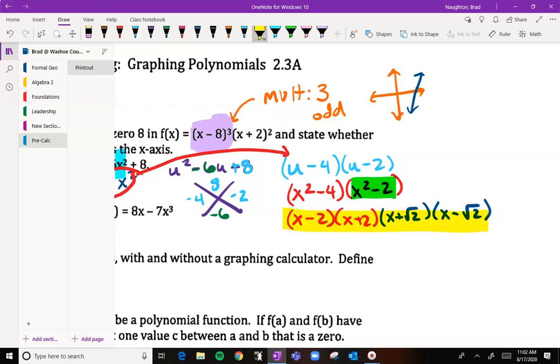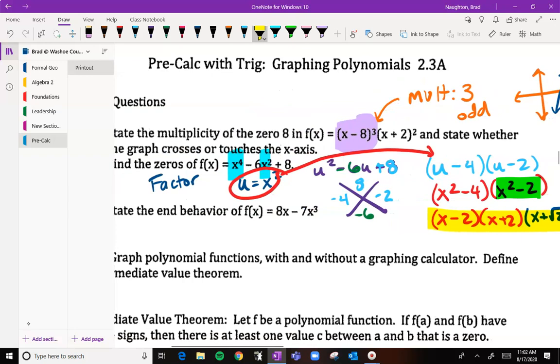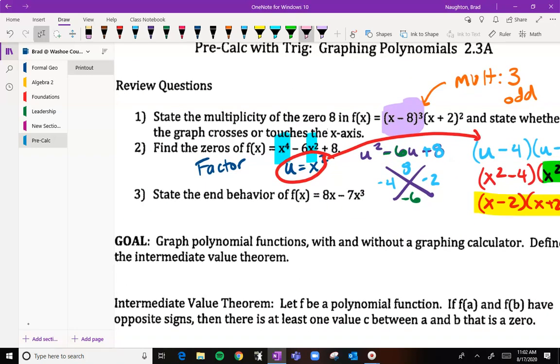Alrighty. And the last one is state the end behavior. Once again, when we're looking for end behavior, we're going to look for that degree, the highest exponent, which in this case is going to be 3. So 3 is odd, which means they're going to go in opposite directions. And it's negative, so it's going to end low. So it's going to look kind of like that.